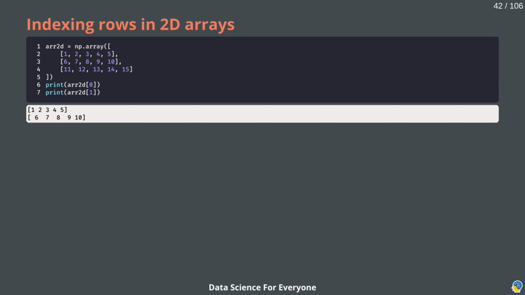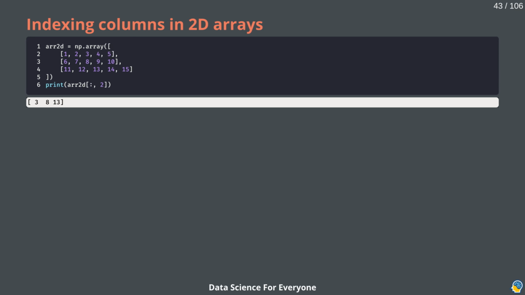If we use just one index in a 2D array, NumPy assumes we want a row. For example, using index 0 returns the first row of the array. To get a specific column, leave the row index blank and use a colon instead. This tells NumPy to include all the rows, but only the column you want. For example, index all rows of the third column using colon, 2.